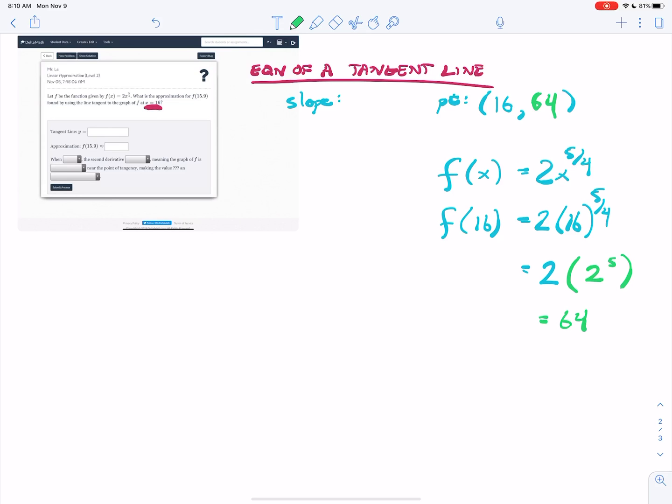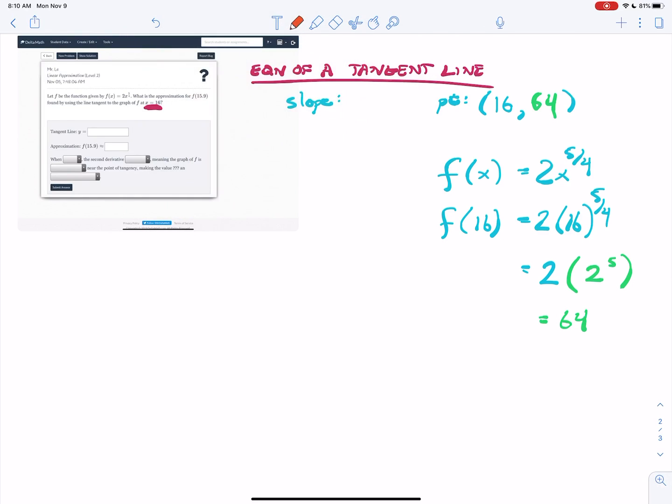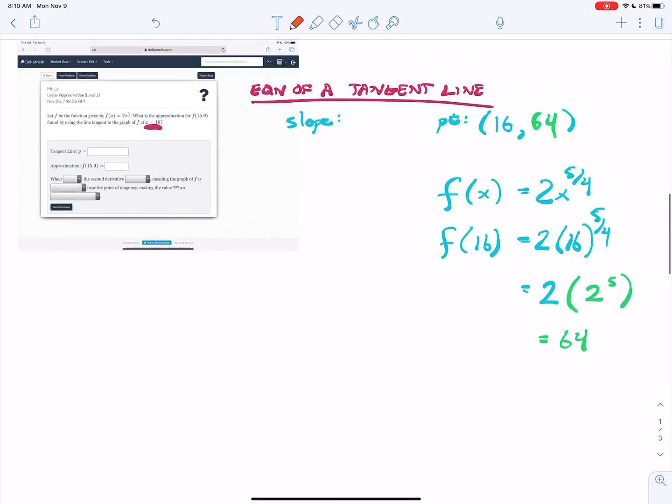So here we go. So how do we find a slope again? Think about that before you continue on with this video. To find the slope, slope just means derivative. So here we go. Derivative is just f prime of x. So how do I take the derivative? It's going to be just the power rule here. So it would be 2 times 5/4 x to the 5/4 minus 1, which is 1/4. Make sure you get that before you move on.